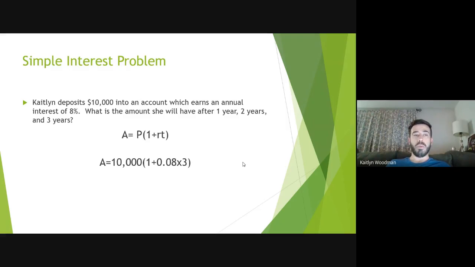And going back to that word problem one last time, we can now solve for 3 years. And just like before, when we use that formula and plug in our numbers, we'll see that A, which is the final amount, equals the principal, which is 10,000, times 1, plus the rate, which is 8%, or 0.08, times time, and this time that'll be 3 years. So A equals 10,000 times 1 plus 0.08 times 3.